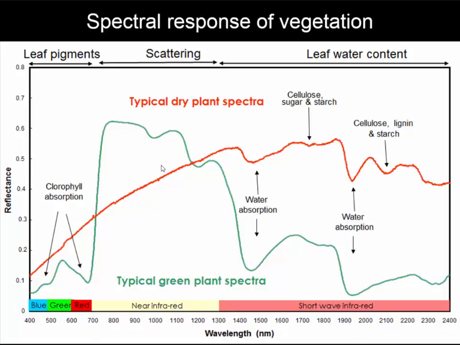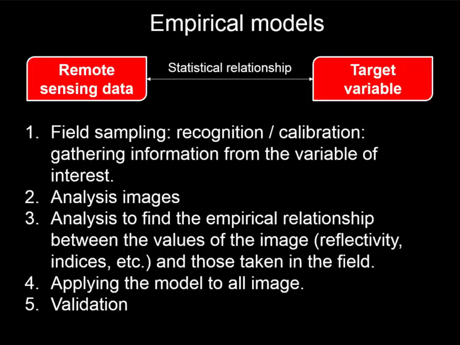This slide shows you the typical steps to calibrate an empirical model using remote sensing data. So first of all, you'll need to do some field sampling to recognize the area and to use the data for the calibration, as we mentioned previously. So the objective here is to gather information on the variable of interest. For example, as we will do in the fieldwork, we may go and collect some samples to determine the live fuel moisture content, or the vegetation moisture content.